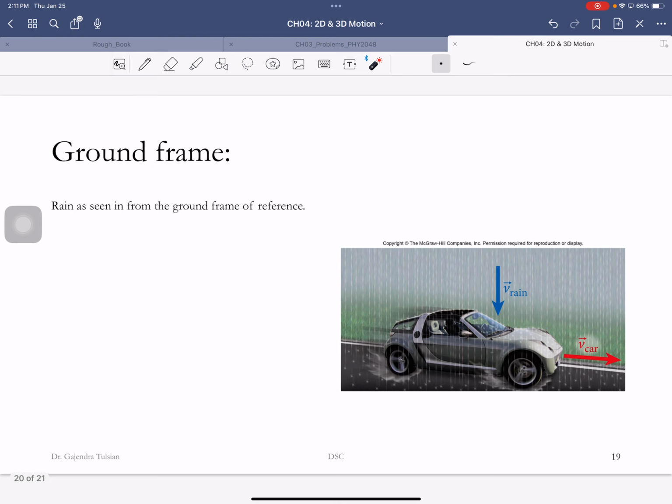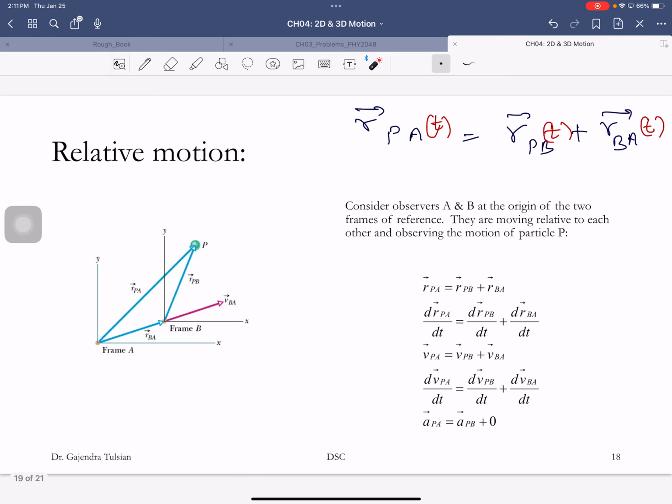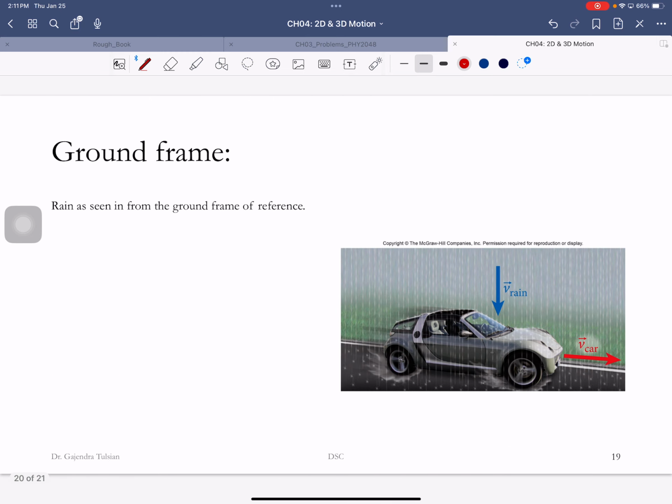This is the most important formula that we'll be using. Velocity with reference to frame A is velocity with reference to frame B plus velocity of frame B with respect to frame A. Here we'll apply this to an example. Let's say it's raining straight down, and you're driving in this car. How do you see the rain falling in the car?